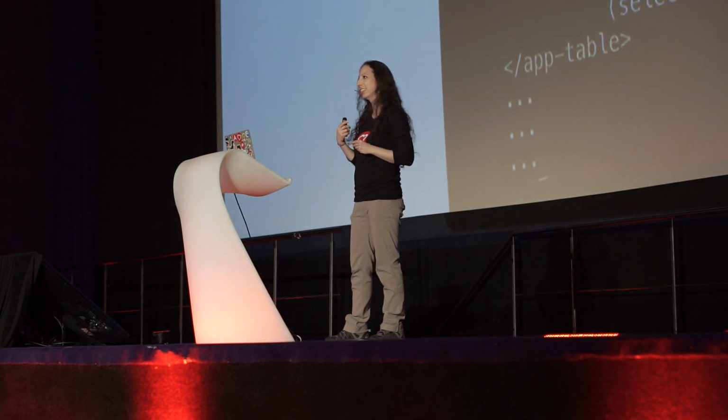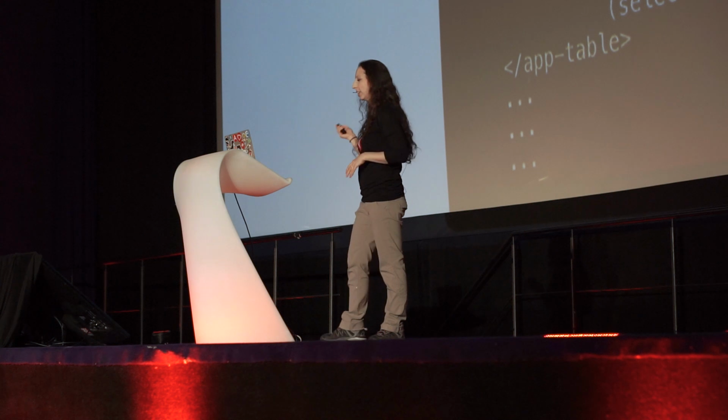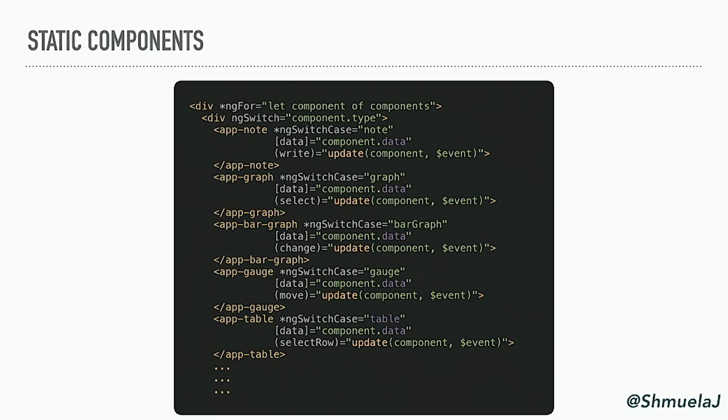So if we're using static components, our code will look something like this. We'll add all the components in the template, and then we'll get the user configuration, which is probably an array. We'll iterate on it with ngFor, and then we can use ngSwitch to see what type of component the user wants to have here. And for each type, we're now checking whether we want this component or something else. So here you can see only 5 components, and this code already looks very, very big and messy.